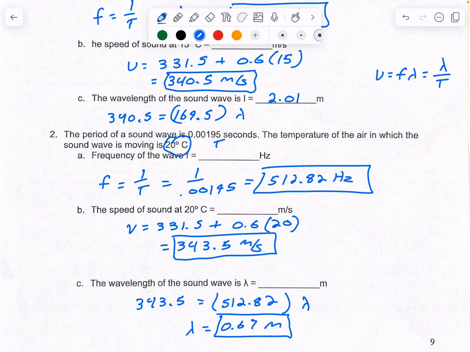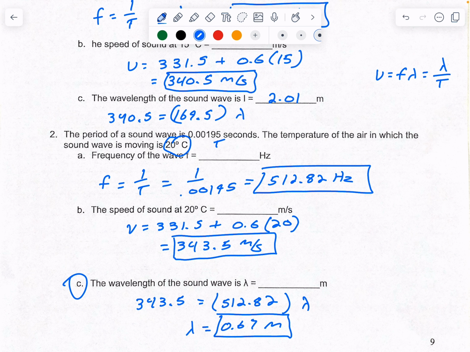Now, on a quiz or test, I may not put it as A, B, C. I may give you the whole problem and then go straight to C and ask, what is the wavelength of the sound wave? You'd have to think, in order to find that, I need to look at my equations that have wavelength in them, and do I have enough to get there? Do I have frequency? Nope, so I can probably find it. Do I have velocity? They gave me a temperature, so I should probably find that.